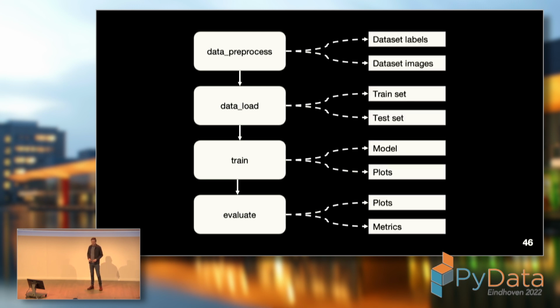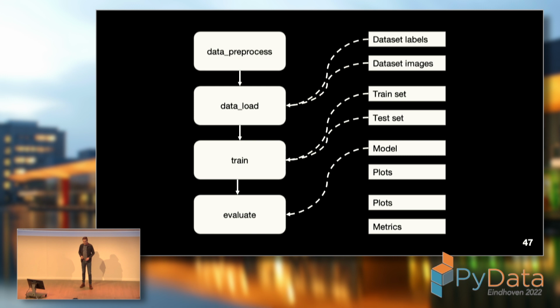And each of these stages produces outputs. So, for example, the pre-processing stage in this case, we get a data set with labels and a data set with images. And that's all nice and good, so we have the outputs tracked. But then those outputs are also inputs for the next stages. So the data load stage will only kick off once DVC detects that the data set labels and the data set images have been generated.